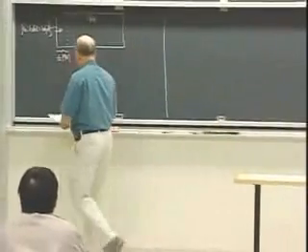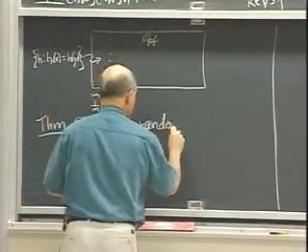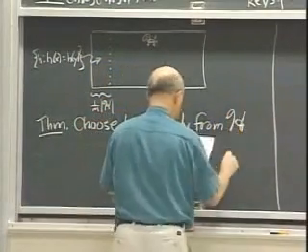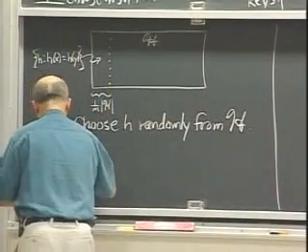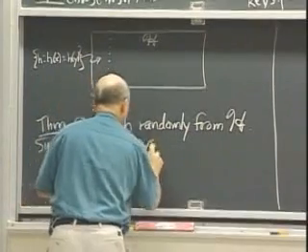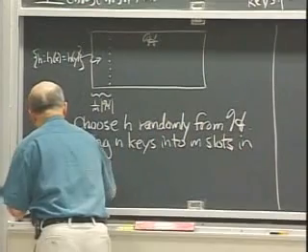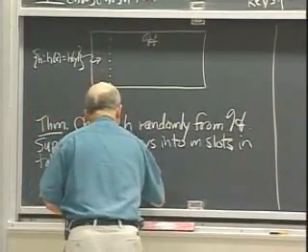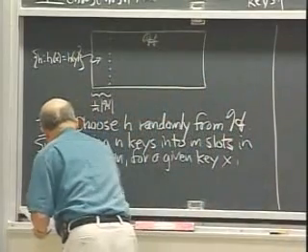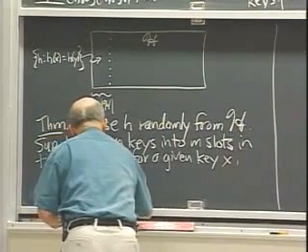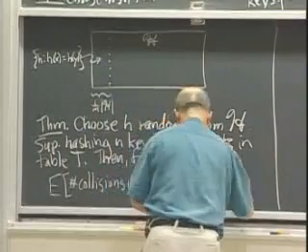So our theorem is that if we choose h randomly from the set of hash functions H, and we suppose we're hashing n keys into m slots in table T, then for a given key x, the expected number of collisions with x is less than n over m.